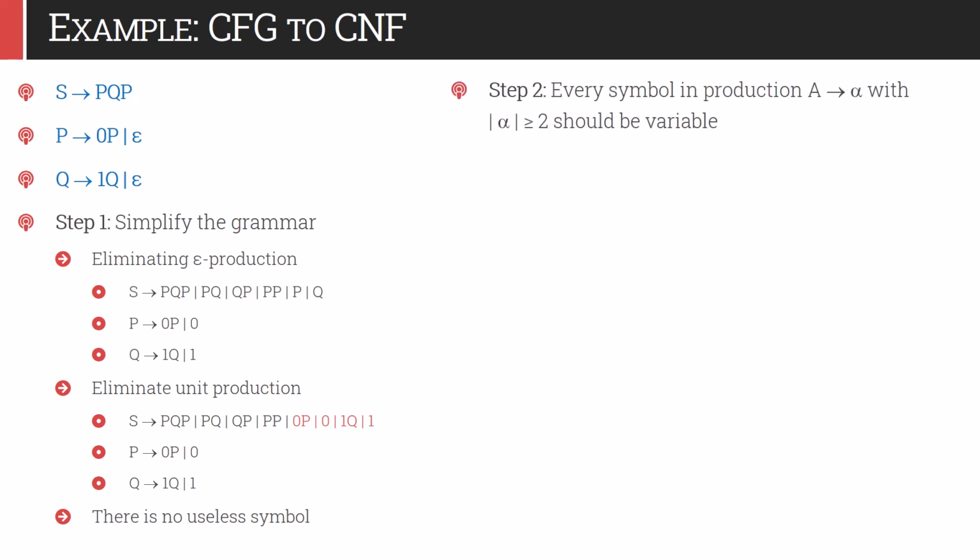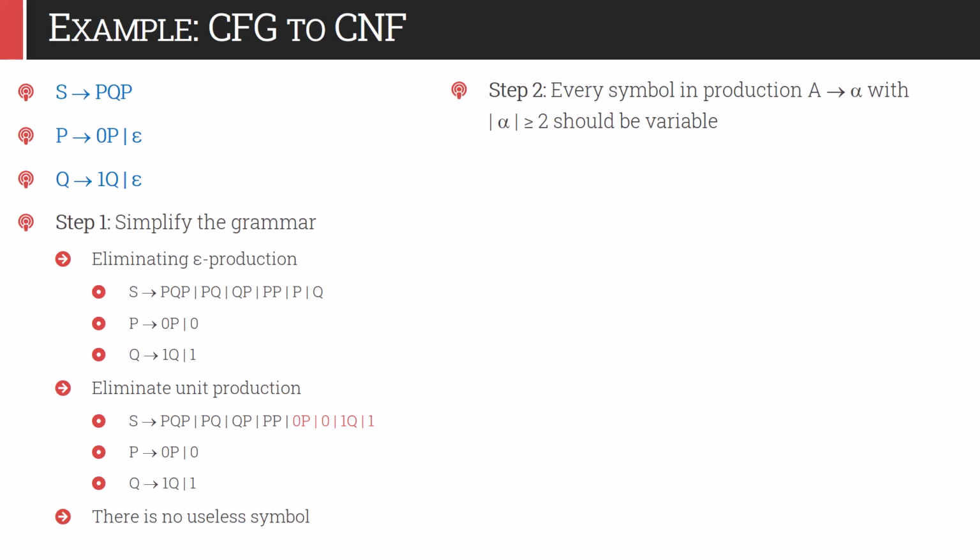Next we have to apply the CNF rules: every production of the form A gives alpha, and if the length of alpha is greater than or equal to 2, then all symbols of alpha must be capital letters. So if you look at the first production, S gives PQP, all are capital. S gives PQ, P and Q are capital. S gives QP, they are capital. S gives PP, they are capital. S gives 0P. Here there are two symbols, but 0 is a terminal and capital P is a non-terminal, so 0 we have to replace by some non-terminal. Then S gives 0. This is already in proper form because the length of alpha is not greater than or equal to 2.